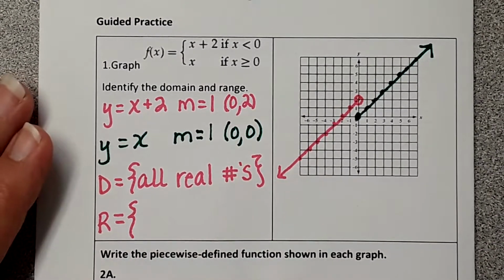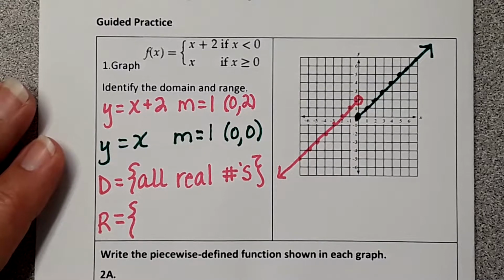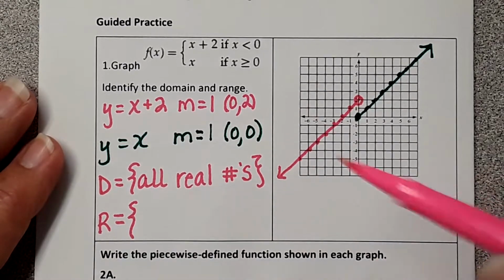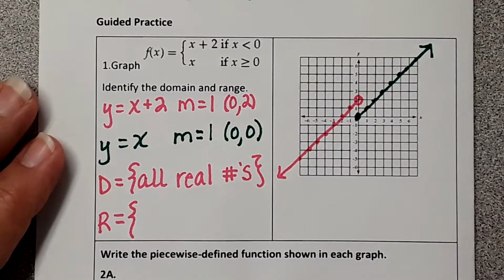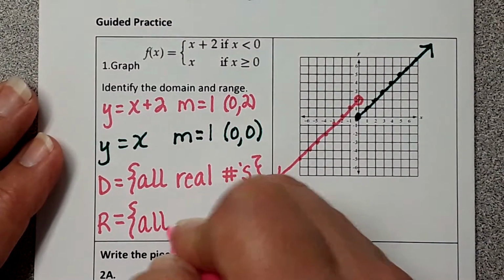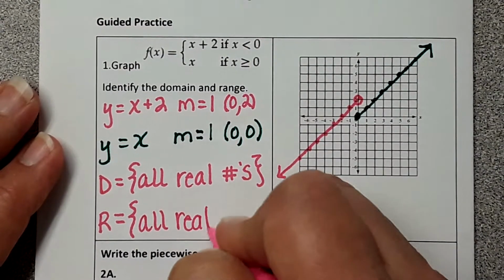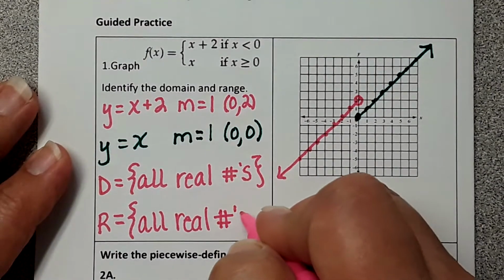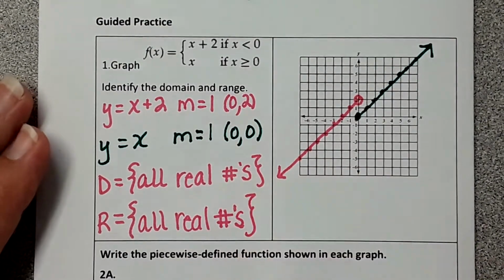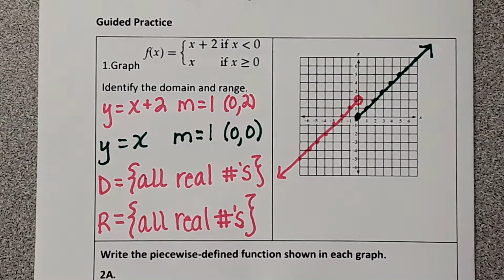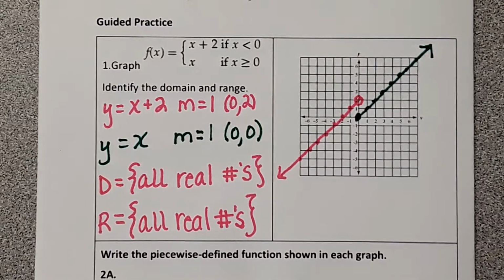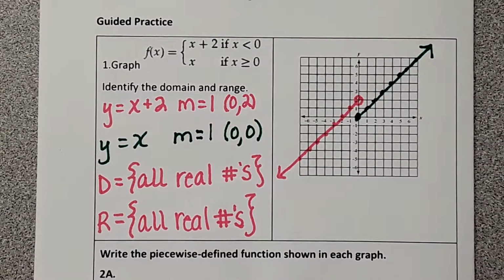What do you think the range is? So if the domain is all real numbers, what do you think the range is? All real numbers. You got it. Okay. Now, that's number 1.